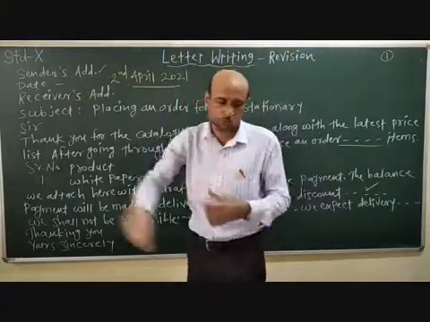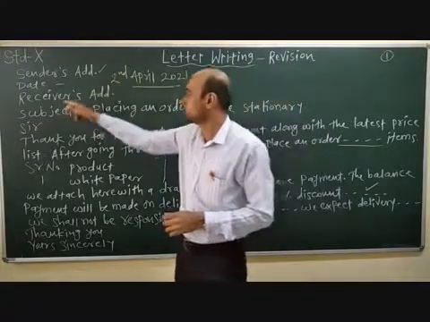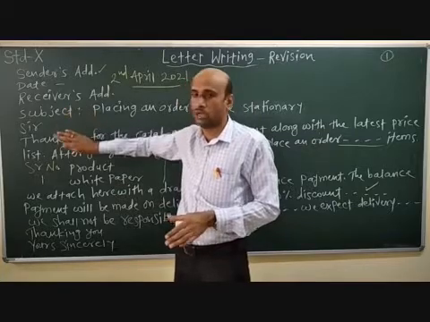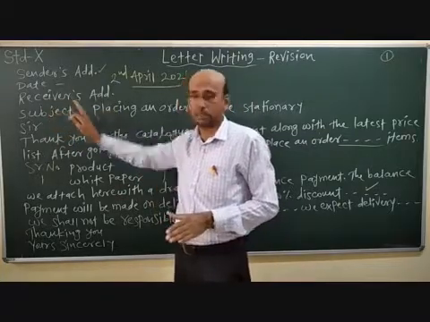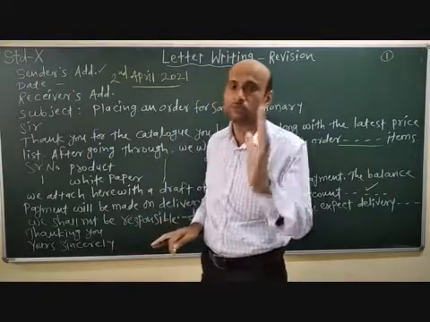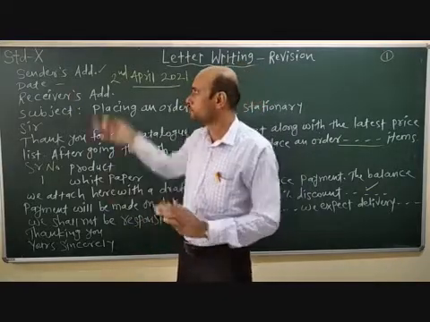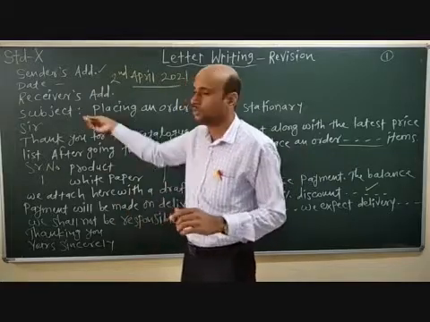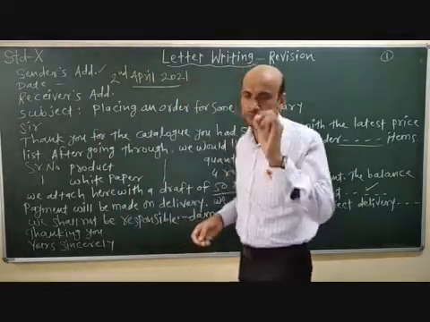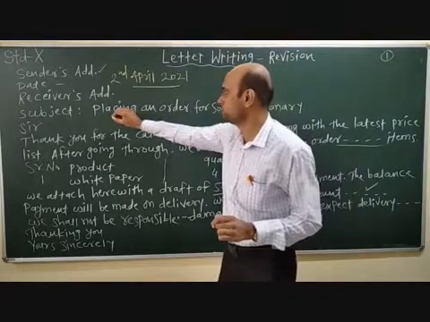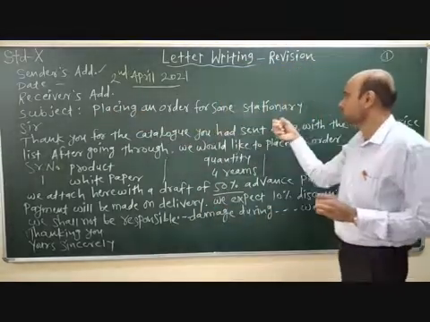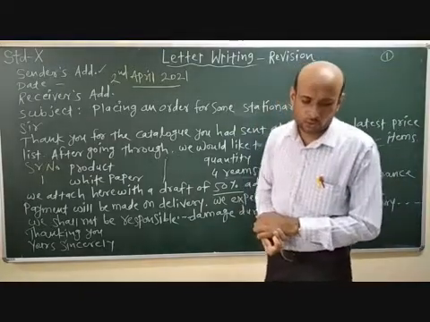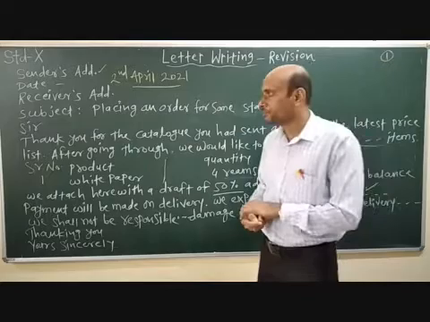Then the name of the shop. What is the name of the shop? Sunrise Stationery Mart. Next line, and then the address 12 Mall Road, Indore. So the receiver's address will consume 4 lines, and after each and every point, leave 1 line space. Then after the receiver's address, the subject, which is part of your format. What is the subject? Placing an order for some stationery. Clear?